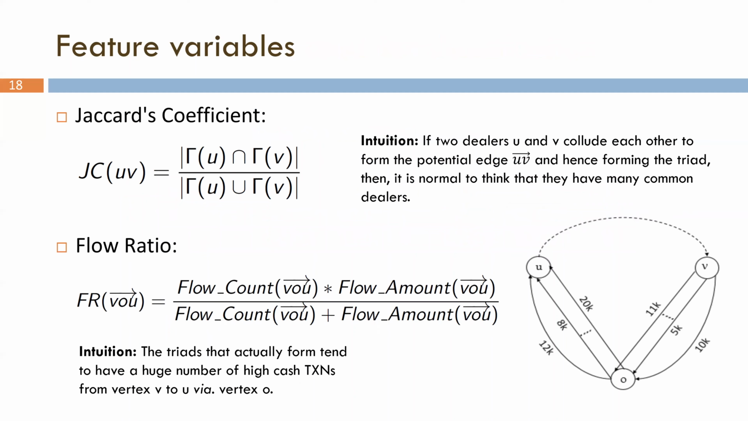We start with the Jaccard coefficient. The intuition behind the Jaccard coefficient is that if 2 dealers U and V collide with each other, then there is a high probability that they'll have a lot of common neighbors. And this is normalized with the total number of neighbors. And flow ratio, the intuition behind this variable is that potential triads tend to have a huge number of high cash transactions from V to U via vertex O. So from V to U via vertex O, a lot of transactions will be there, and a huge amount also. And flow count is the minimum number of transactions between V to O and O to U. Same for flow amount also.